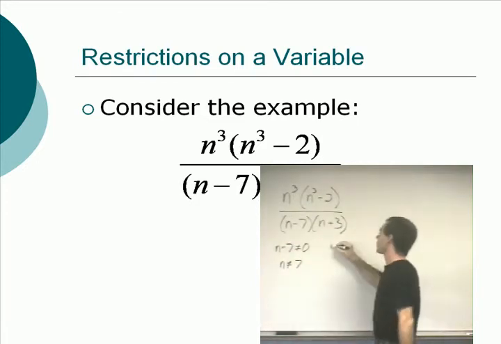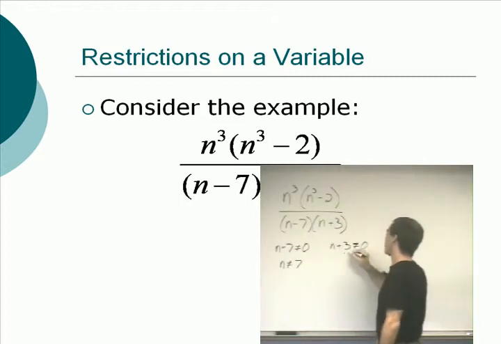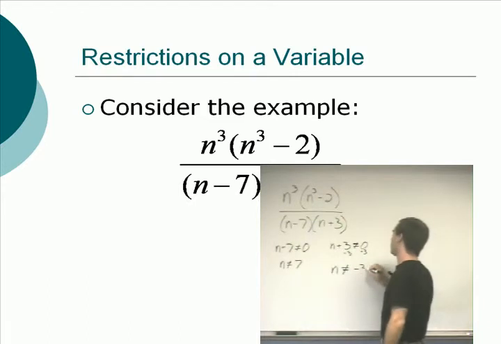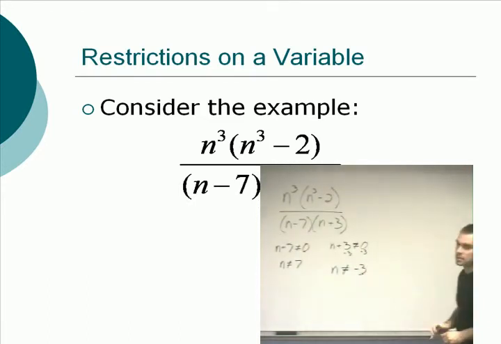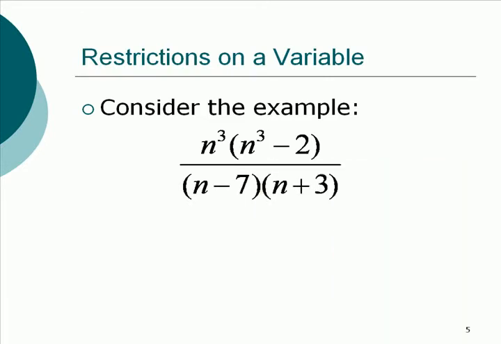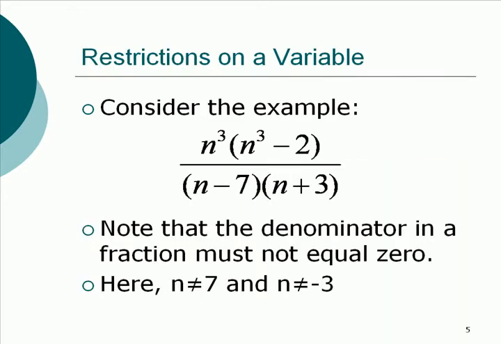Over here, we know that n plus 3 cannot equal 0. So subtract 3 from both sides, and we see that n cannot equal negative 3. So those are your two restrictions. We say those are two restrictions on n. Now, at this point, there's no real significance to that other than recognizing it.